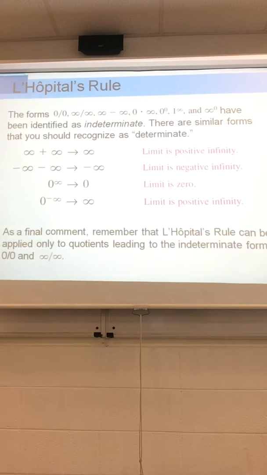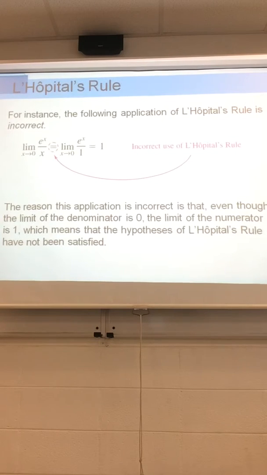So you may come across these things, but you can only use this rule if when you put in, you get 0 over 0 or infinity over infinity. Here's an example that people would want to use L'Hôpital's rule on: e to the x divided by x. If you put 0 in, what's e to the 0 power? 1. So you get 1 over 0. Is 1 over 0 one of the ways? No. So do not do this. That would be incorrect use because you can't do it in this case.